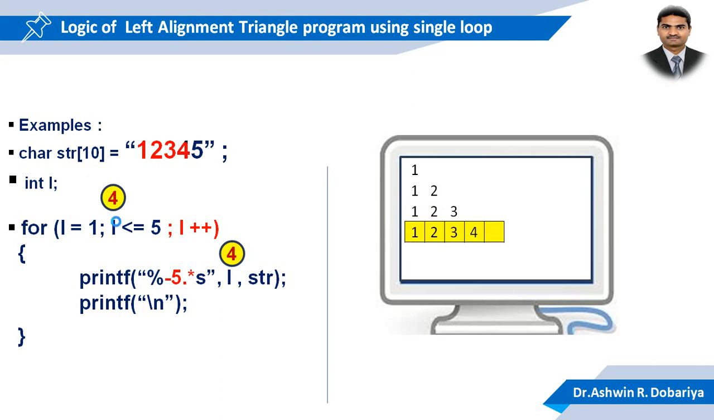Then again \n, I increments by 1, it becomes 4. Then again -5 point star means 4, so it displays the first 4 characters from the string. And finally when I increments by 1, it becomes 5, then -5 means total width 5, and total 5 characters we want to display from this string, so 1 2 3 4 5. So in that way, friends, as you see over here, we have displayed the entire triangle, but we have used only a single for loop. So in that way we can write the triangle program using a single loop.